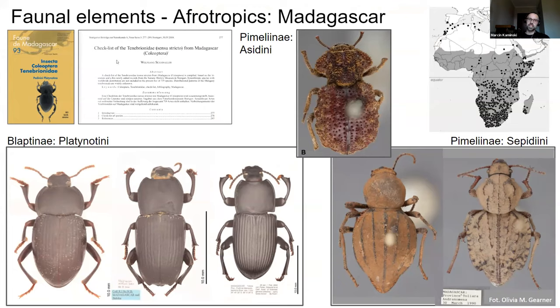There is a checklist of species of darkling beetles of Madagascar. So if you are interested in that, you can check this out. And there are some good monographs which allow you to identify species within Platynotina of Madagascar. And I certainly recommend that as well.